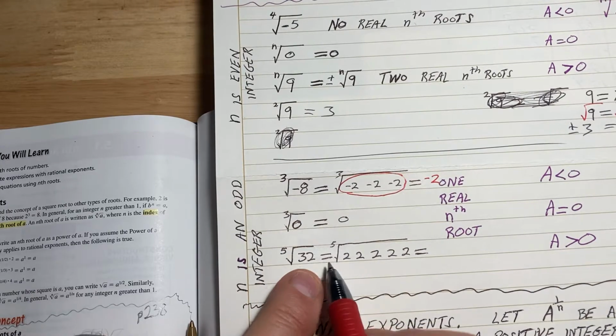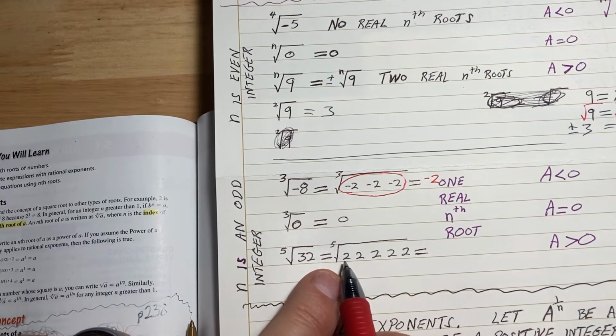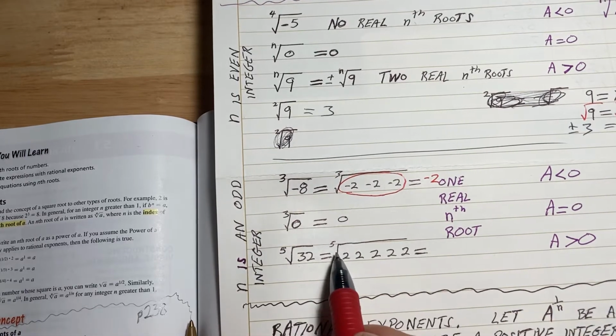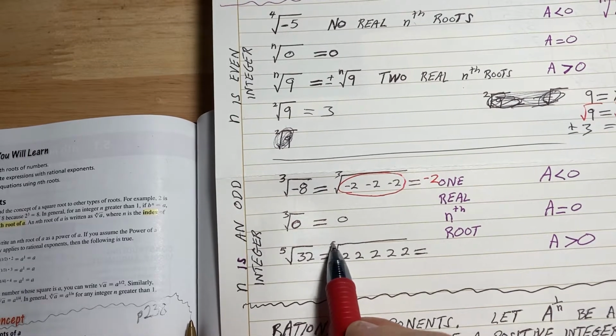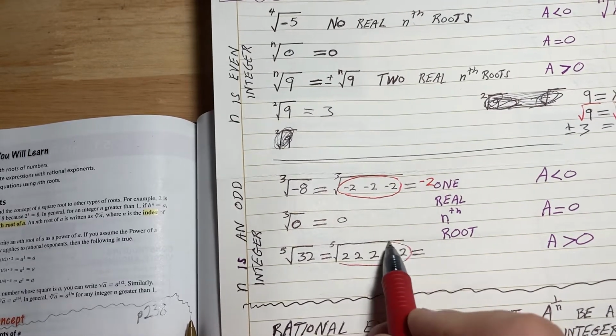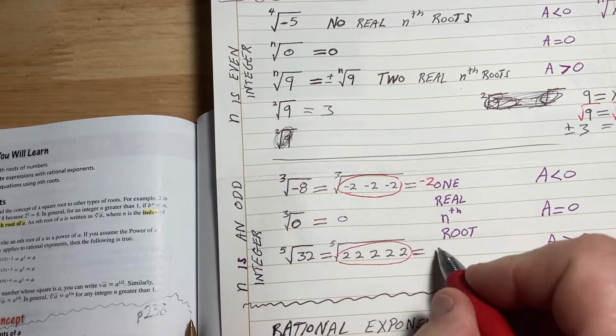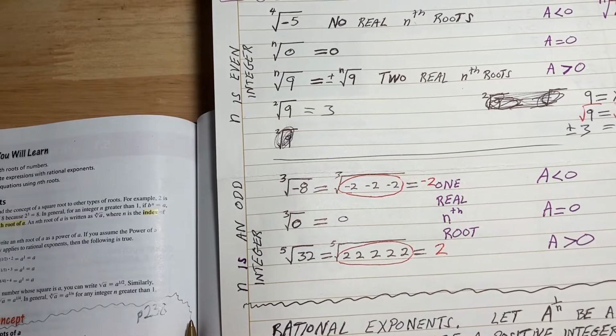So can you write 32 when you have 5 of the same things? Yeah, 1, 2, 3, 4, 5. So here you're looking for an identical quintuplet, 5 of a kind. Yes, 1, 2, 3, 4, 5. So cross it out and you just get an answer of +2.